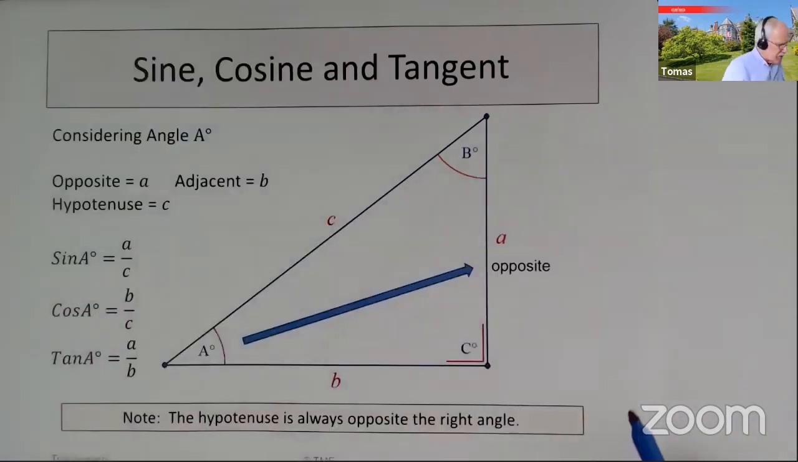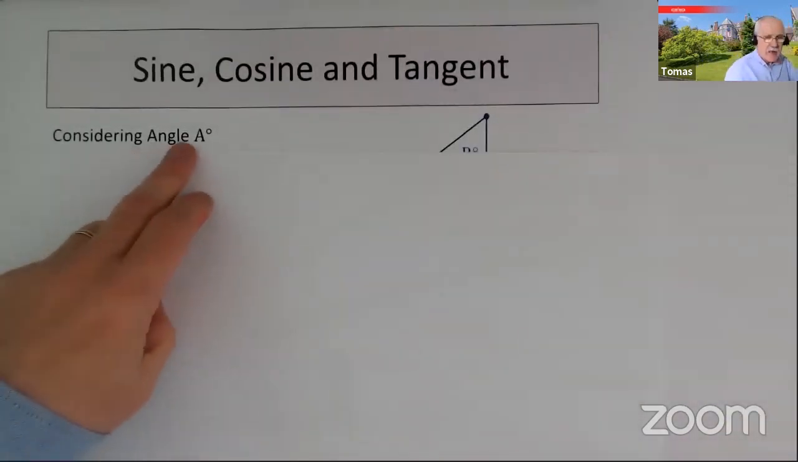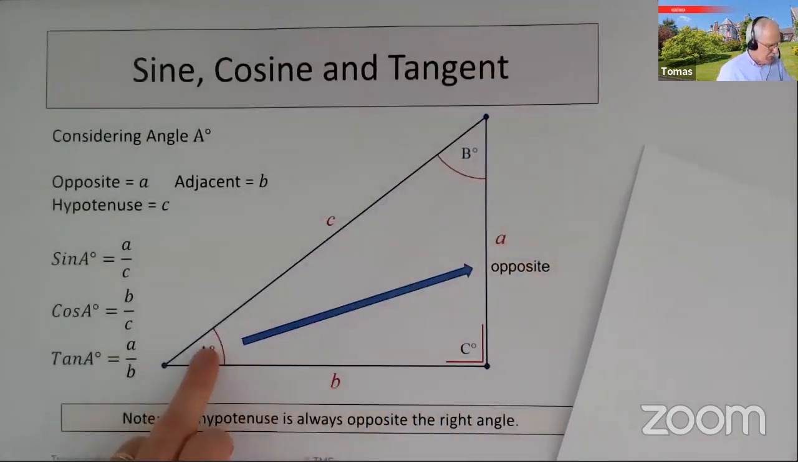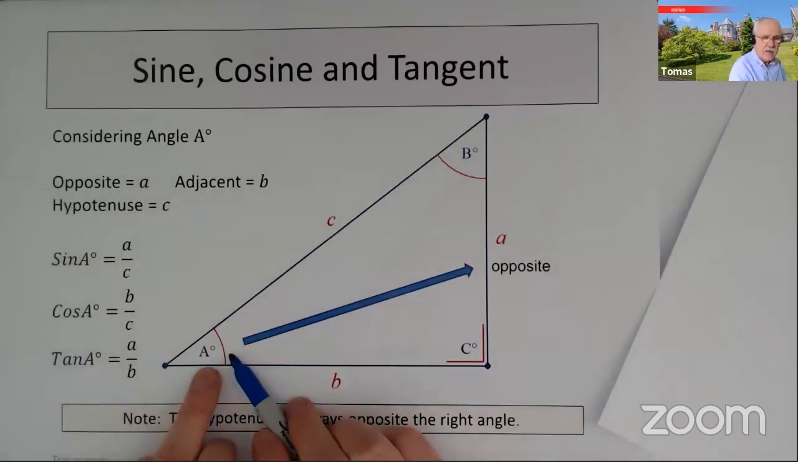So now let's start with sine, cos, and tan. So here's the question. Considering angle A, you're given this triangle and you're asked to calculate angle A. Find angle A.